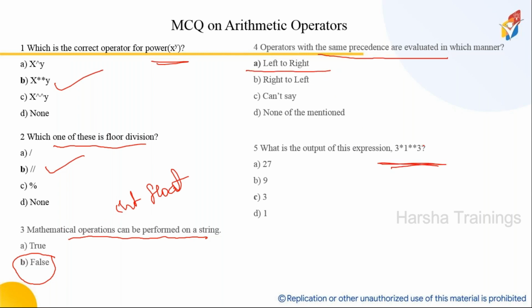Can you please tell me the answer for this? Star has the highest precedence. So 1 cube is 1. So 3 multiplied by 1 is 3. The answer is C. Okay?